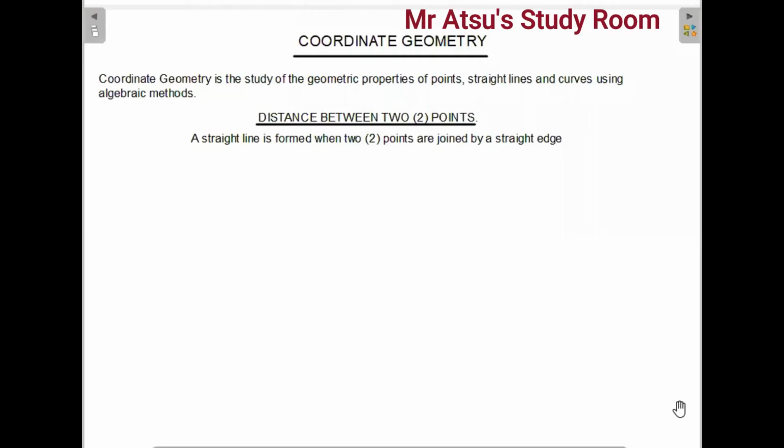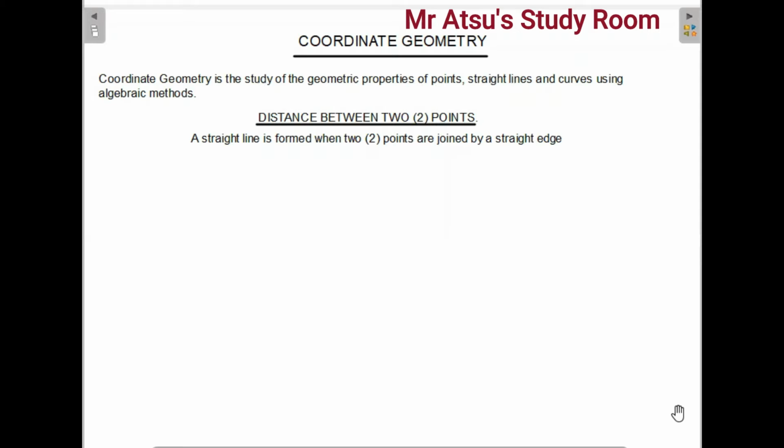Let's try to define what coordinate geometry is. Coordinate geometry is the study of the geometric properties of points, straight lines, and curves using algebraic methods. That means that when we are working around points, lines, and curves, instead of using instruments to measure, we are going to use points or coordinates for our calculation. We'll start with how to find the distance between 2 points.